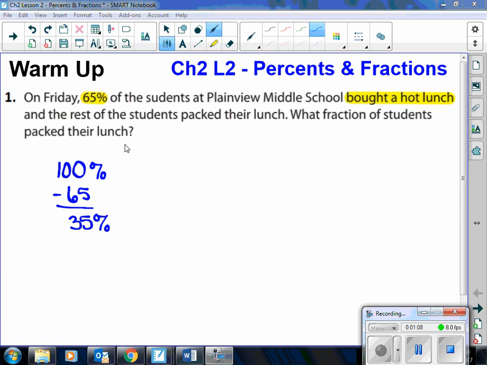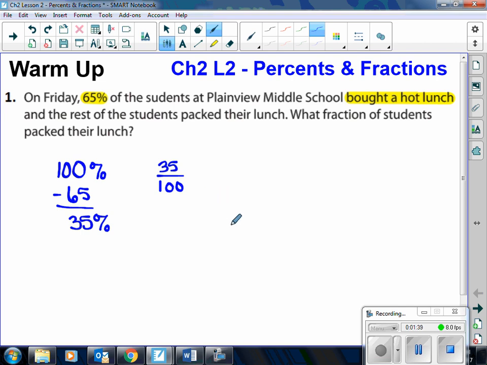So now, a percent is always per 100. Percent means per 100, right? So that means that this 35% is 35 per 100. So that's 35 out of 100. So when I have 35 out of 100 written as a fraction, that would be 35 over 100.